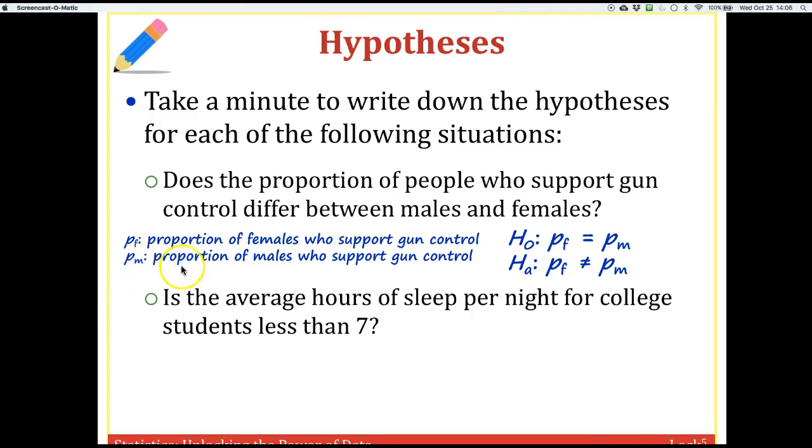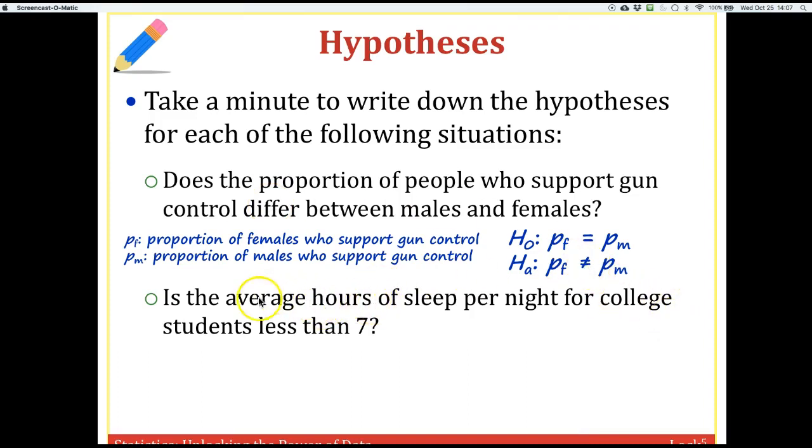So we have our variables defined, P subscript F and P subscript M, both population parameters. Then the null hypothesis would be that we assume there's no difference, or that the proportion of females is equal to the proportion of males who support gun control. And the alternative is that there is a difference, not equal to. That comes from the wording: does the proportion of people who support gun control differ? We're not saying is it more or less between males or females, just does it differ.